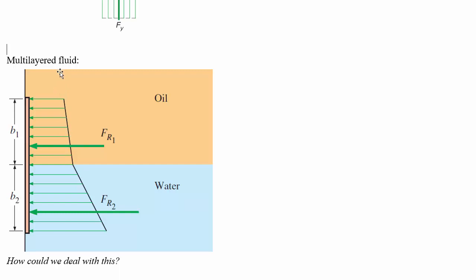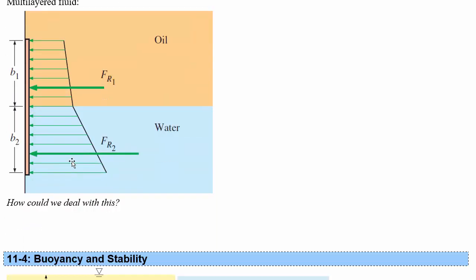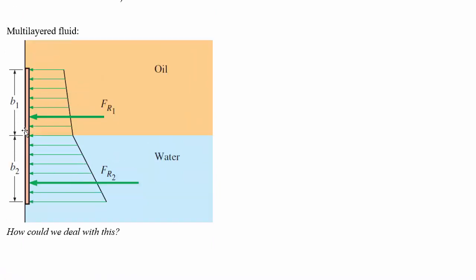So the increase in pressure in the oil is based on the oil's density. You find the pressure there, and then you start from that as you increase pressure based on the water's density in water. Find the resultant force for each area separately, and then just say that they have to produce the same net torque as the total force to find out where that total force resultant should be located.